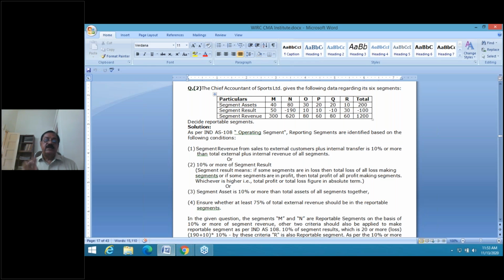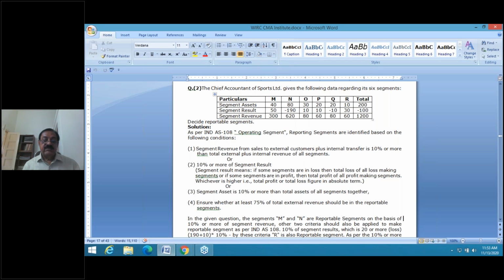For segment results, friends, you have to make the total of profit making and loss making. Profit is 50, 10, 10, 30. 50 plus 10, 60 plus 10, 70 plus 30, 100 total. Whereas loss making is N and Q, whose loss figures are 190 and 10, total 200. The higher of the 100 and 200 is 200. So I will have to take a figure of 200. And 10% of 200 comes to 20. Whether it is a profit or loss, if the figure is 20 or more, it will be a reportable segment.